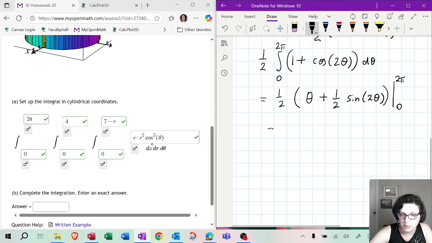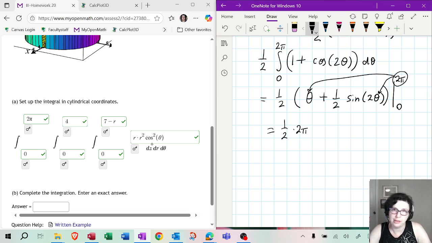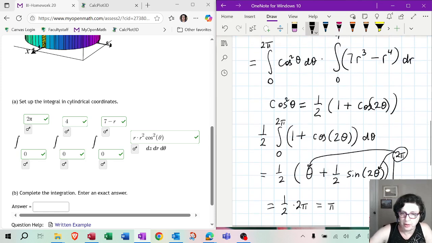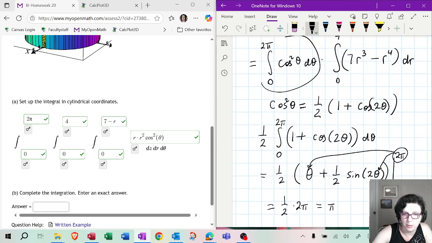So when you substitute 2 pi for theta, this will become 1/2 times 2 pi. And everything else is actually going to be 0, because when you plug 2 pi for theta, this is sine of 4 pi, but sine of any multiple of pi is just 0. And then 0 plugged in for theta is 0, and sine of 0 is 0. So this whole part is just going to be pi.